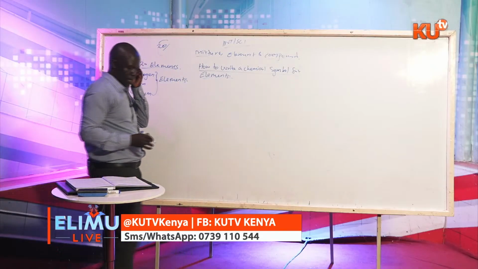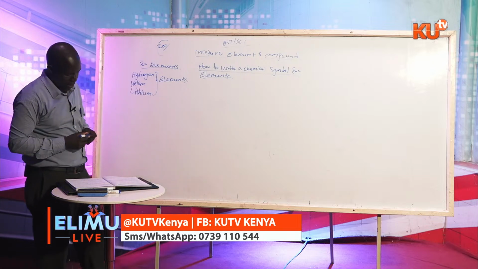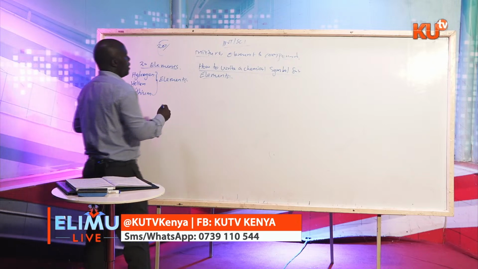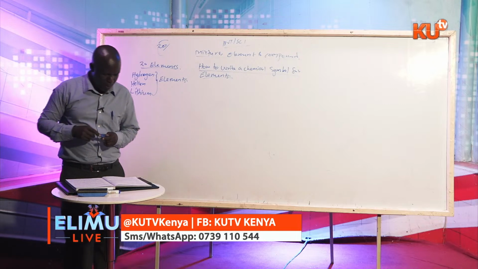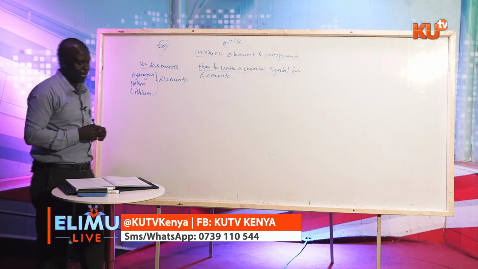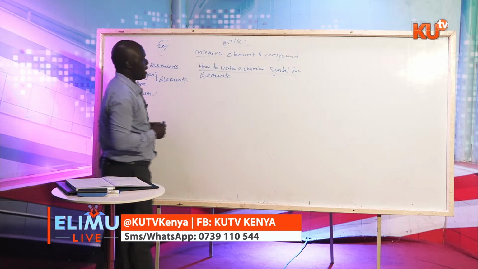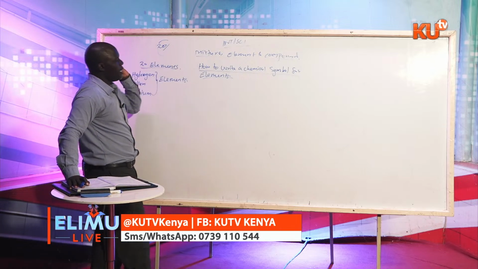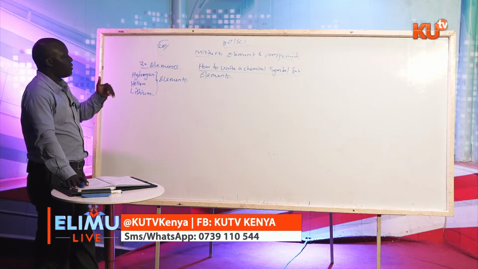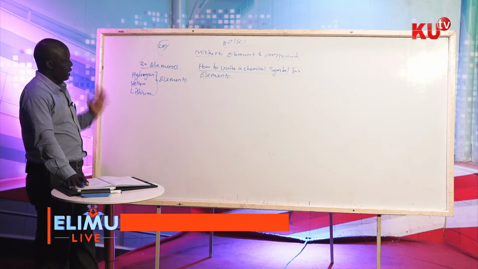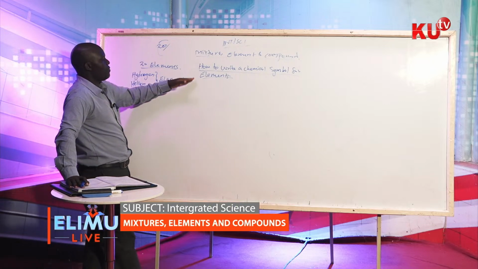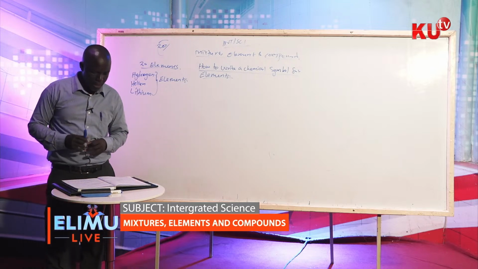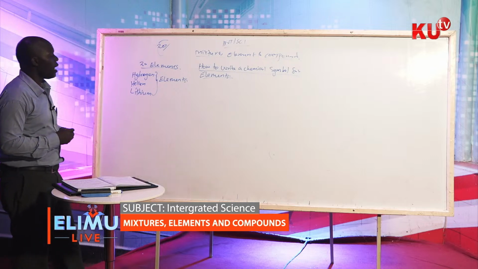So there are rules which must be followed when writing a chemical symbol of any element. So what are these rules we are supposed to follow? One, the first rule is that the chemical symbol of an element is usually the first letter of the English name or the first letter of the Latin name of that specific element. For example, we have elements which normally derive their chemical symbol from their Latin name, and we have the ones which derive their chemical symbol from their English name.